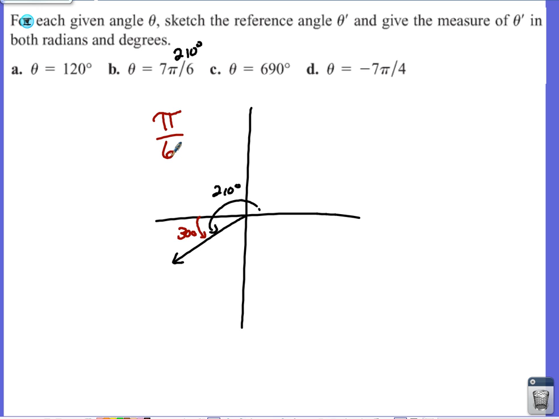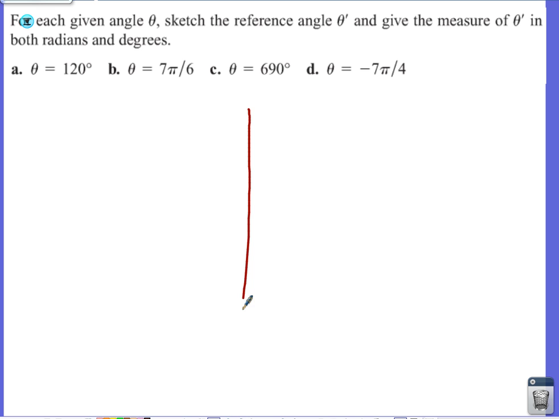Third one, 690 degrees. Okay, now we're getting into huge angles. How in the world are we going to find the reference angle for 690 degrees? Any ideas before we begin? Do we really want to draw 690? What's the easiest way to draw 690 degrees? Find its, does anybody remember the word? Find its coterminal angle. Find the smaller coterminal angle.